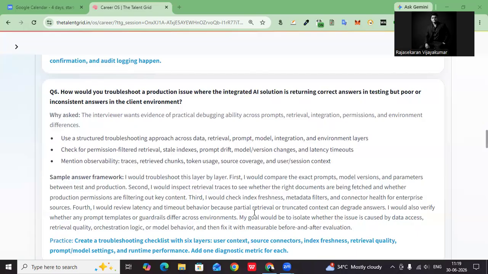Additionally, I will be checking the data access: whether the results we are getting from the retrieval layer are within the data bound or beyond the data bound. These are the key criteria. One by one I will be validating and fixing them.